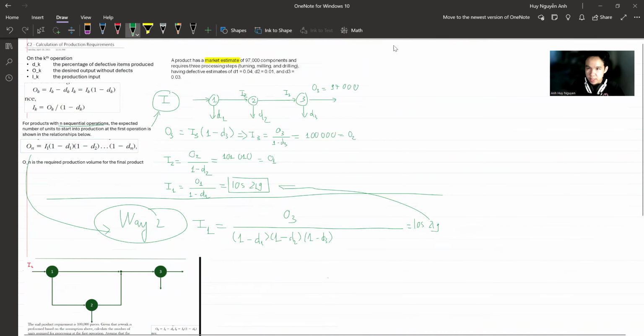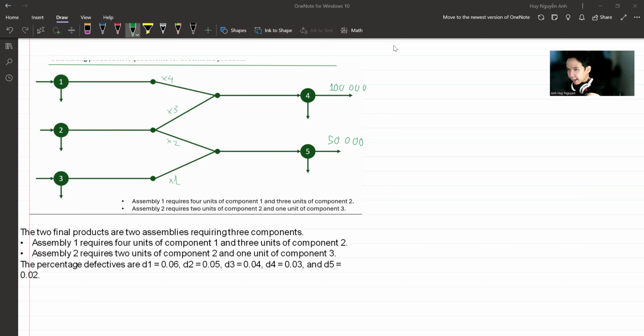Okay, I forgot to write down the output. So the market wants 100,000 product number 4 and 50,000 product number 5. So how do we find the input of components 1, 2, and 3? How much should we input so that we have the desired output here?